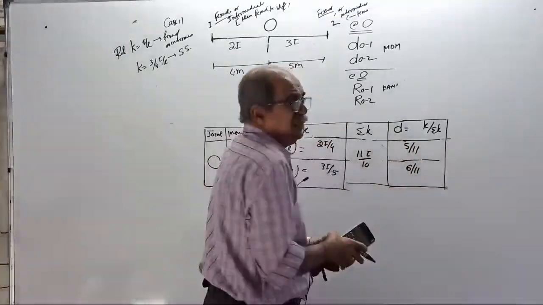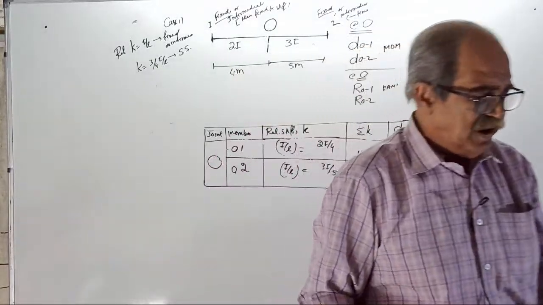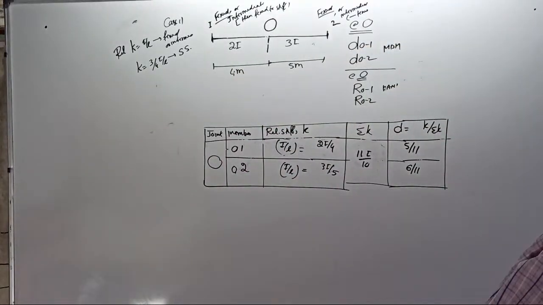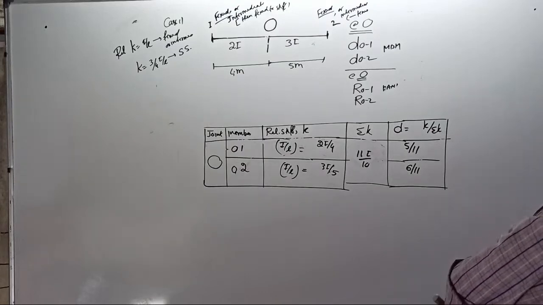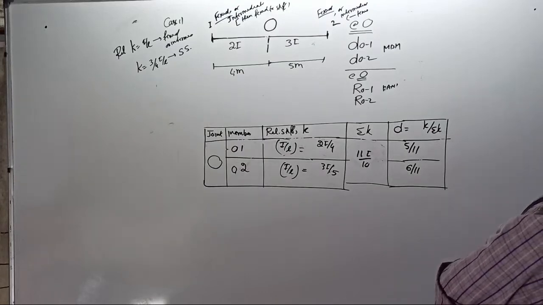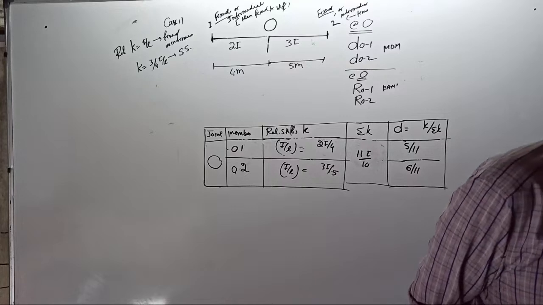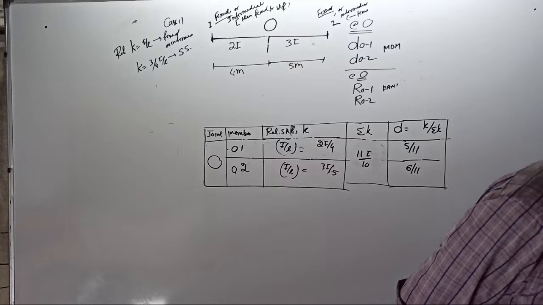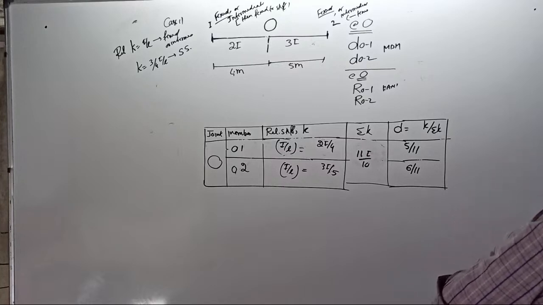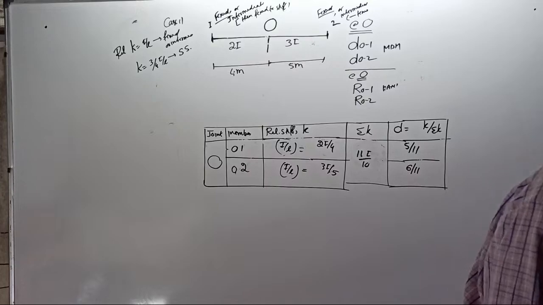Fully clear? In future, I will not explain this one. 5 by 11 and 6 by 11. How to find the distribution factor? You have to comment fast. People don't come live, then you are not answering. Clear or not? Clear. Okay.